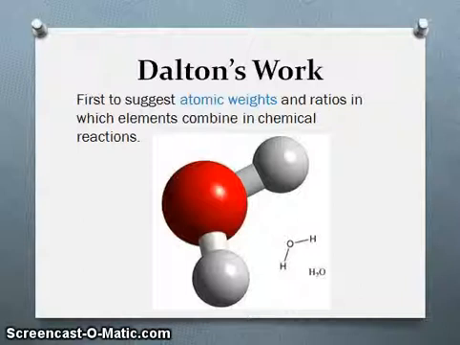John Dalton was one of the first scientists to actually suggest the concept of atomic weight and ratio. And this concept, the ratio concept, is very important because it tells us the way that elements combine to form chemical compounds. For example, here we have a water molecule and we have the chemical formula H2O. This means that every oxygen atom will be combined with two hydrogen atoms to form a water molecule. And water will be the same all over the world. So this is a universal concept.